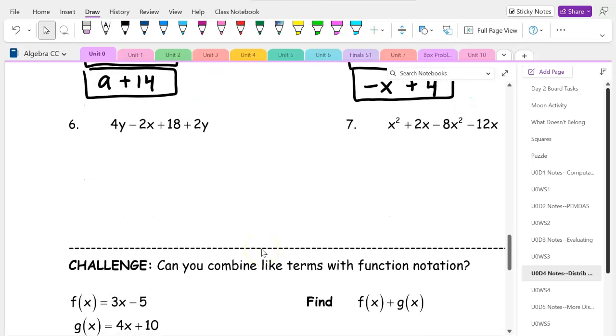All right, let's take a look at number 6. You're going to notice you have a couple different letters here. I'm going to just start with the first one. Do you see any other y's? I do right here. Add them up. 4y plus 2y is 6y.